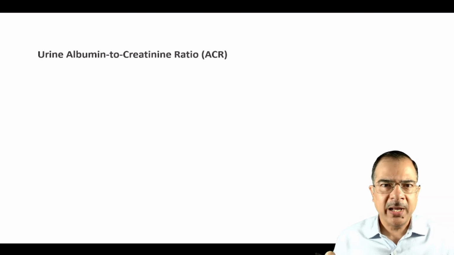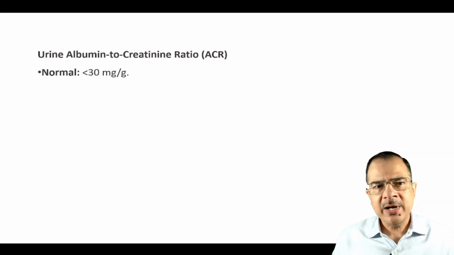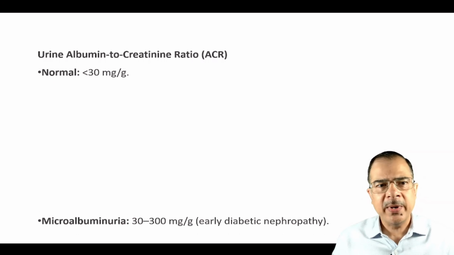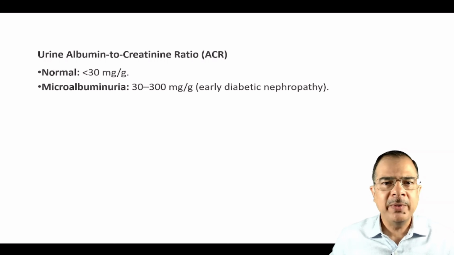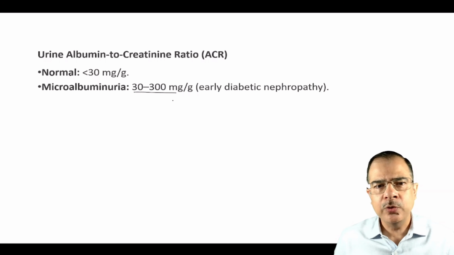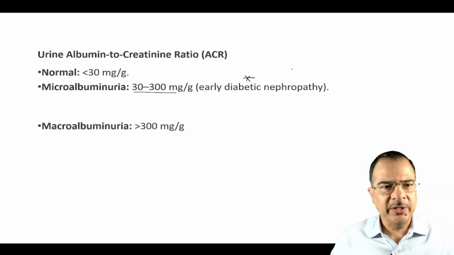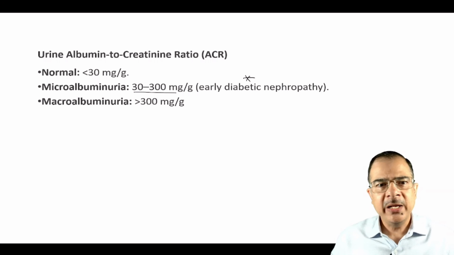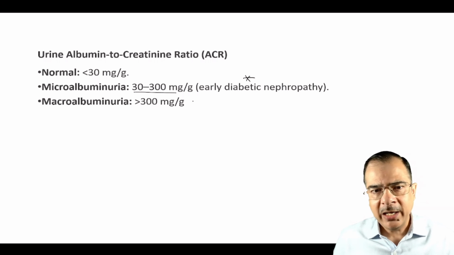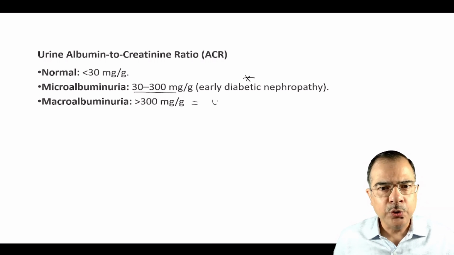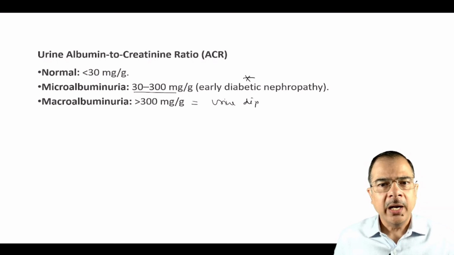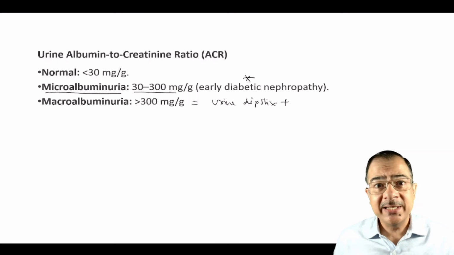Another very important parameter is the albumin to creatinine ratio. Normal range is less than 30 milligram per gram of creatinine, and microalbuminuria is 30 to 300. This indicates early diabetic nephropathy. Macroalbuminuria will be more than 300, and at macroalbuminuria the urine dipstick will be positive, while in microalbuminuria the urine dipstick is negative.